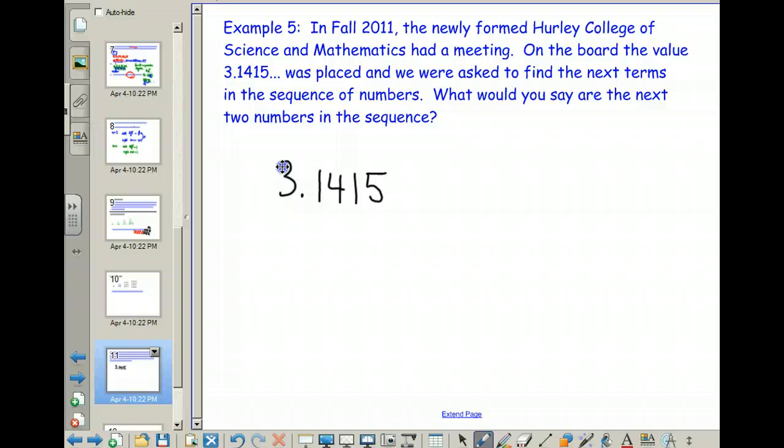Everybody has to write down some guess before I'm going to move on. Everybody have a guess? Okay. What would you guys put as your next 2 numbers? Somebody tell me. 1, 6. Did everybody put 1, 6? Anybody think differently when you saw that problem?